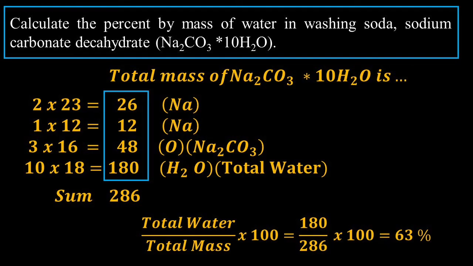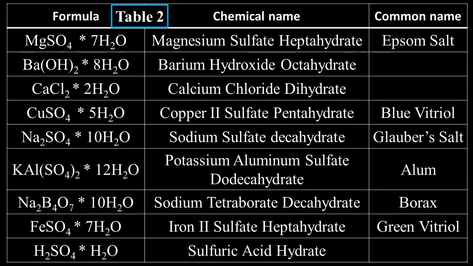Here's a problem which says, calculate the percent by mass of water in washing soda, sodium carbonate decahydrate. There's the formula, Na2CO3 and 10 H2O. So it's the total mass of the water divided by the total mass of the compound. 180 divided by 286 times 100 is 63%. 63% water, that's very high.